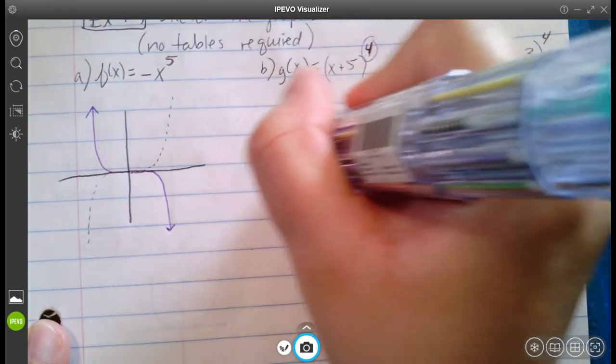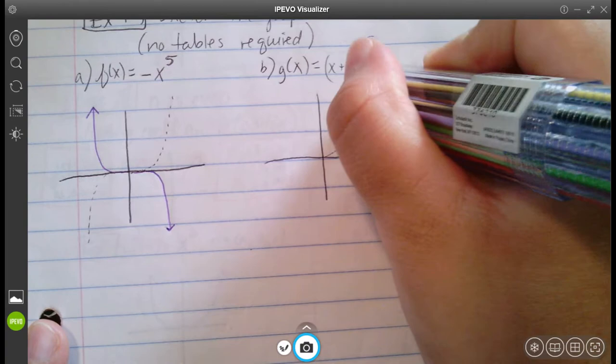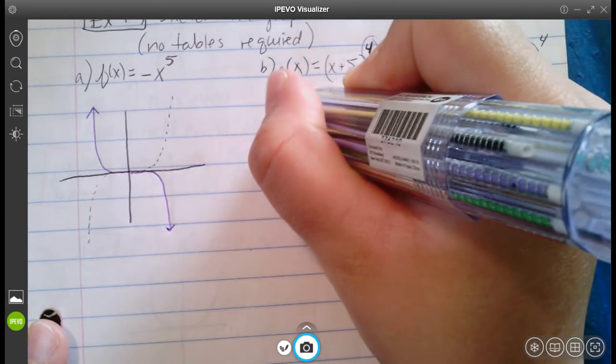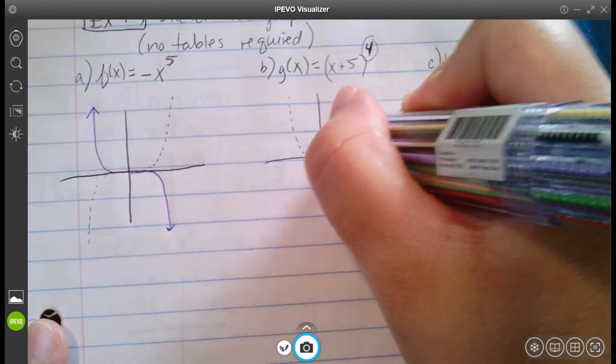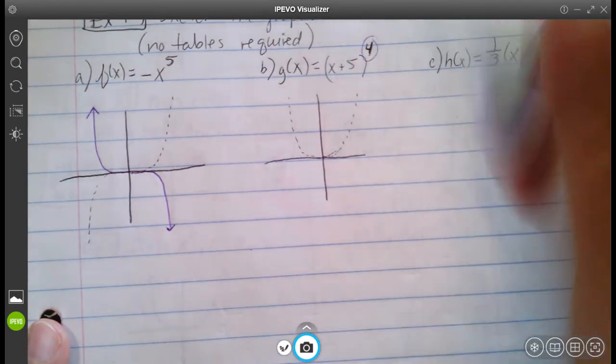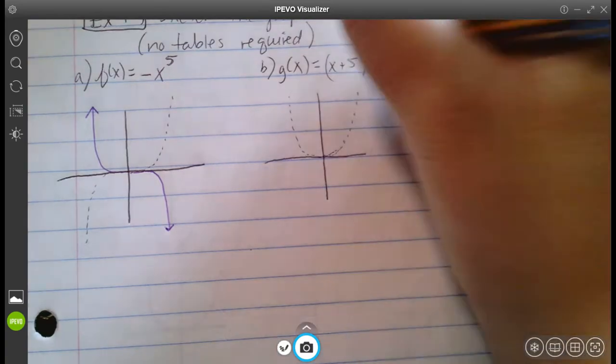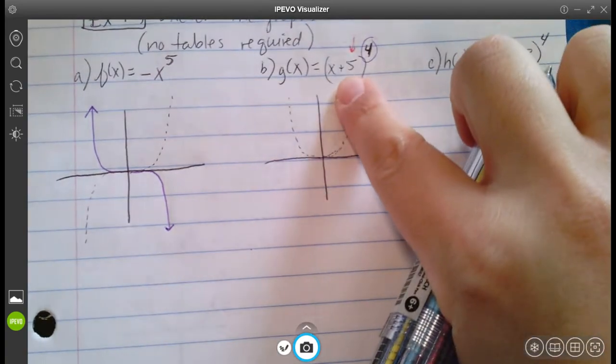So let's say we have our graph. My x to the fourth power is something like that. I know it's actually probably a little bit flatter to the x-axis here, okay? And then we have a transformation. The transformation in this one looks like it's going to be going 5 units to the left.